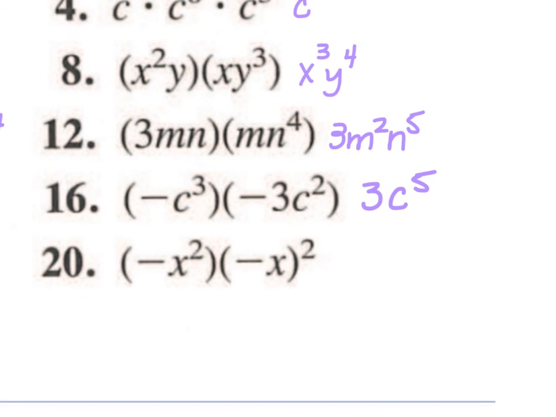And then for 20, we have negative x squared times negative x to the 2nd power. So again, it goes to both of them. It's going to become a positive x squared times negative x squared. It's going to be a negative x to the 4th power.